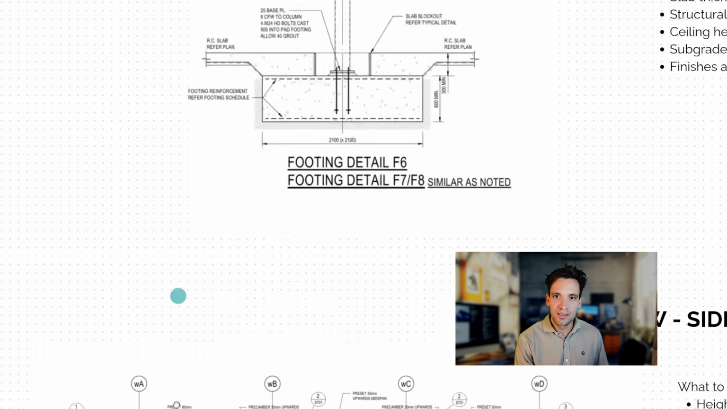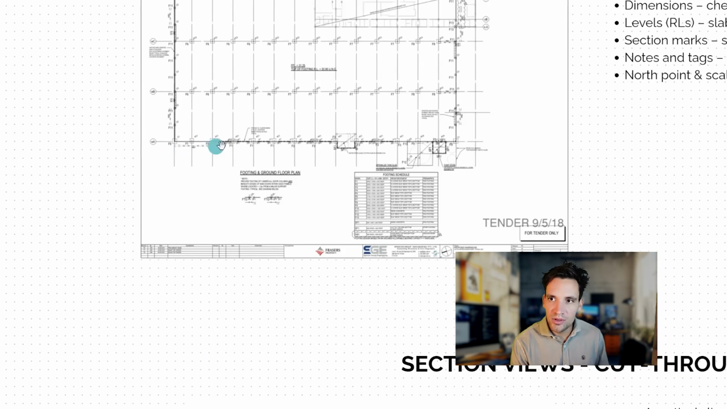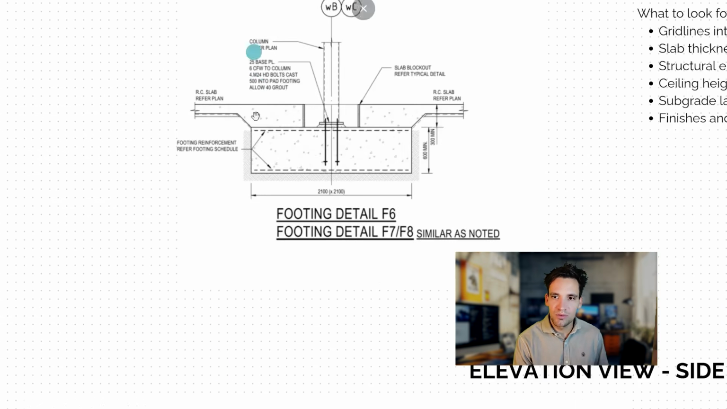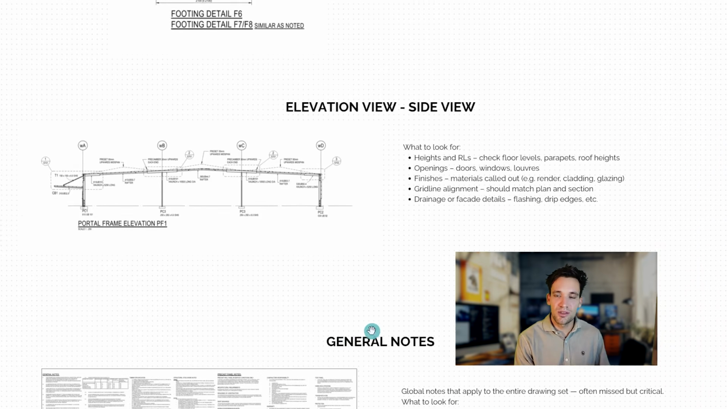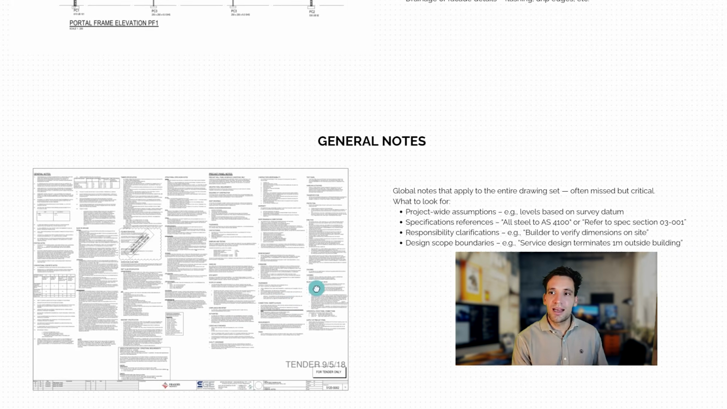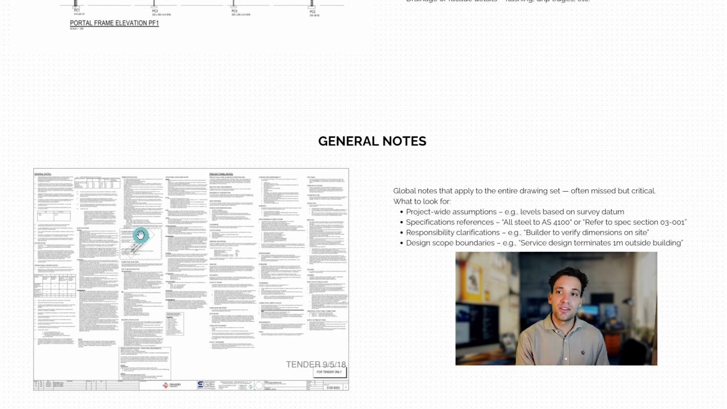So this point refers to this grid line along here. WB refers to this point along here. And then we can get the elevation view to understand the drawings. The general notes are global notes that apply to all the drawings.